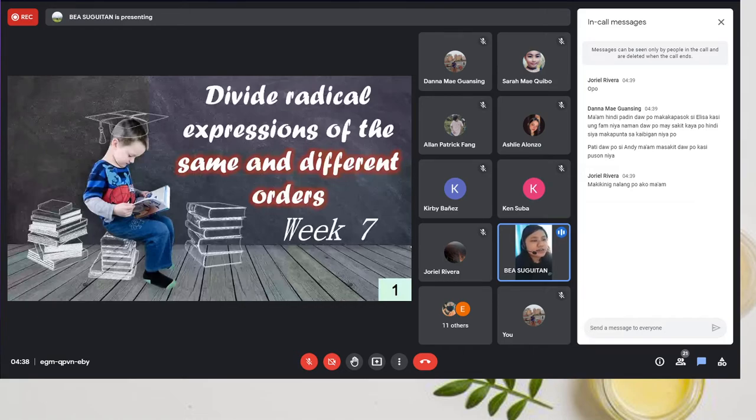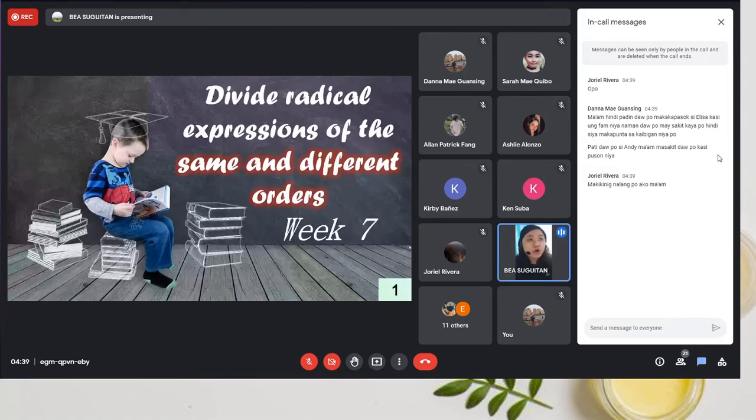Originally, in the regular sessions, the regular days, magkahiwalay na dinidiscuss ito. Pero let us combine it today in one day. So once again, welcome to our week number 7, second to the last week of our second grading. Before we start, please po, reminder lamang po, yung mga kailangan po ipasa at sagutan na. Once again, our objective for today is to divide radical expressions of the same and different orders.